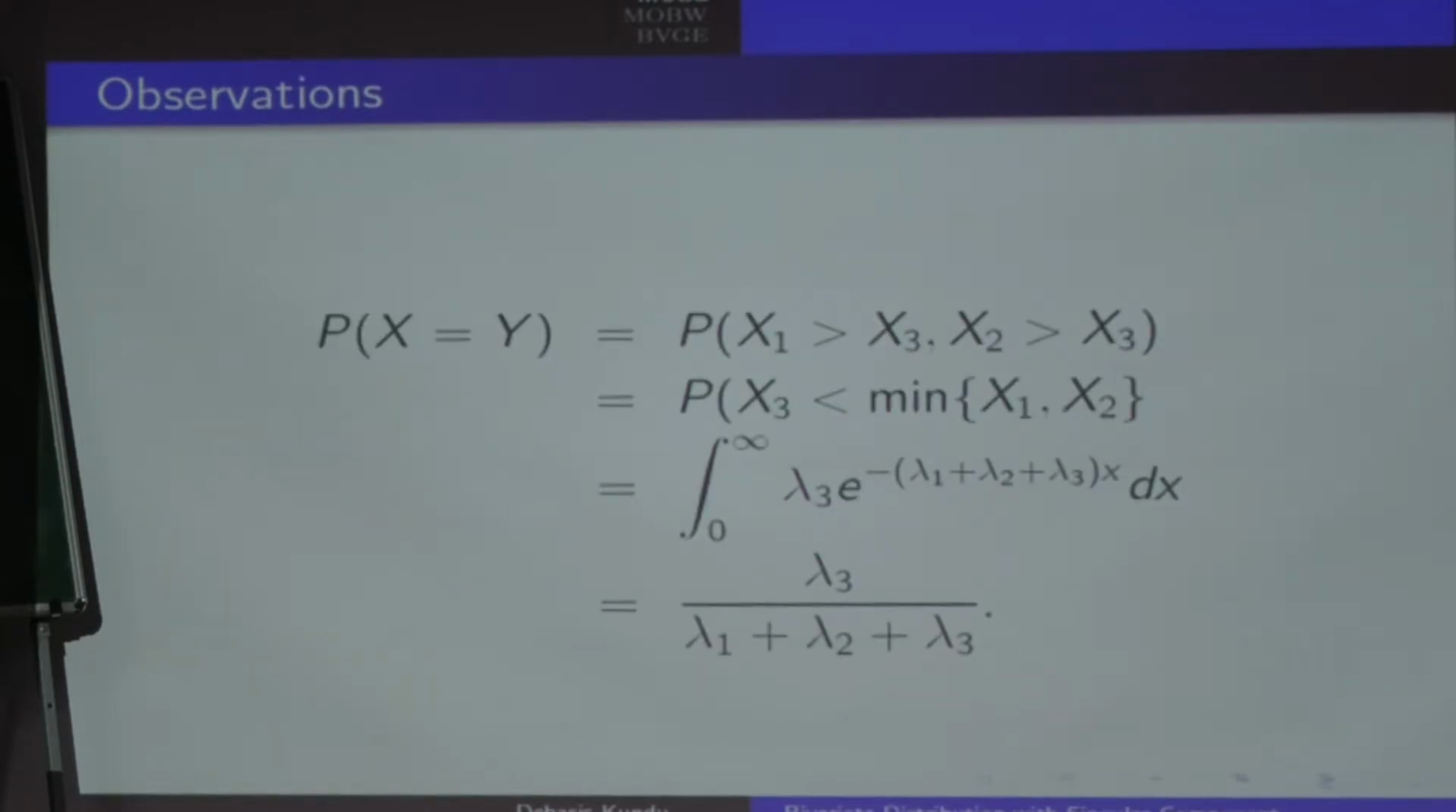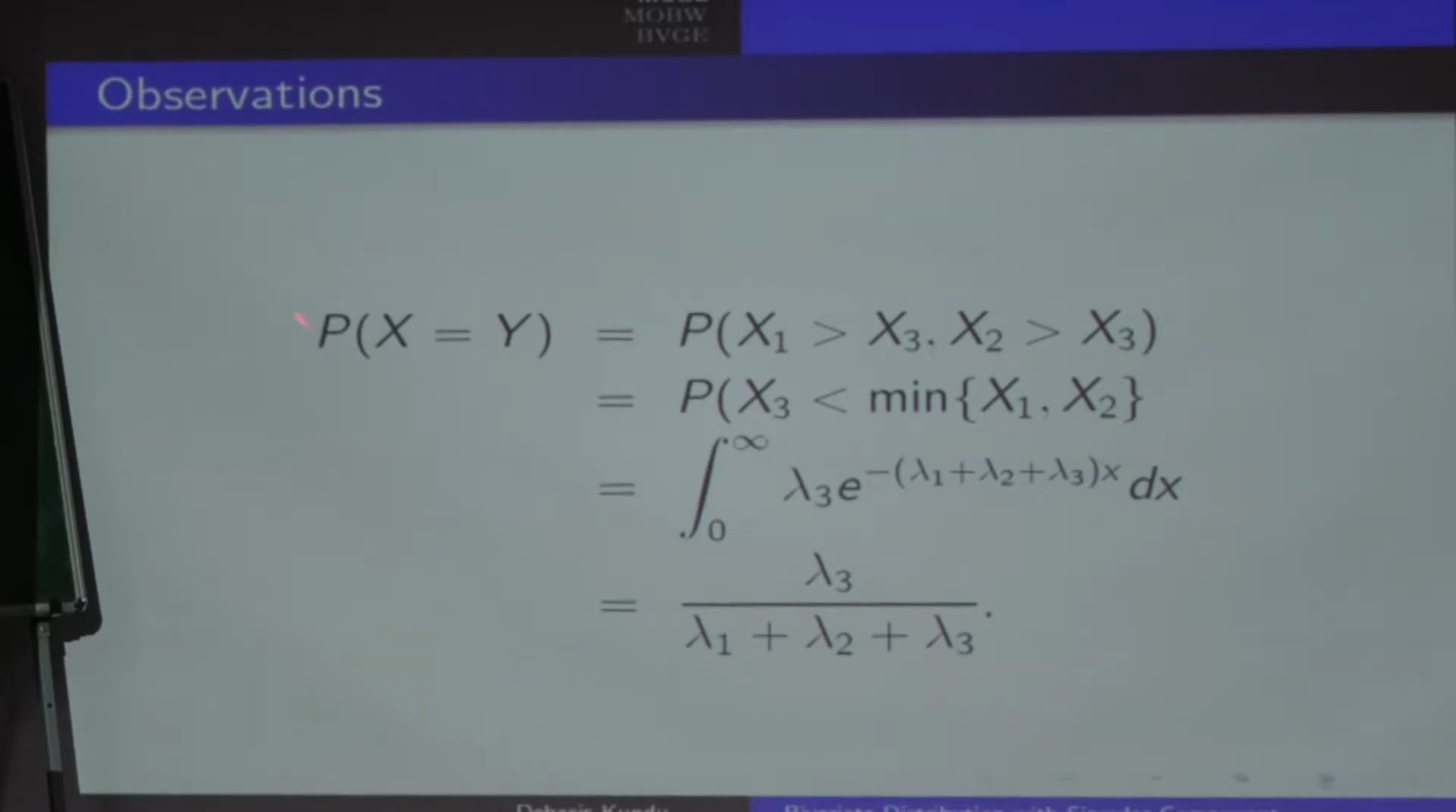Now let's try to compute some of these things, and I will go through it in an explicit manner. I thought it's worth doing, there is no harm. So let's calculate the probability that x is equal to y. How can it happen? X is the minimum of x1 and x3, and y is the minimum of x2 and x3. So the probability x equals y: it can happen if x3 is less than x1 and x3 is less than x2. That's the only way x equals y can happen. There is no other way.